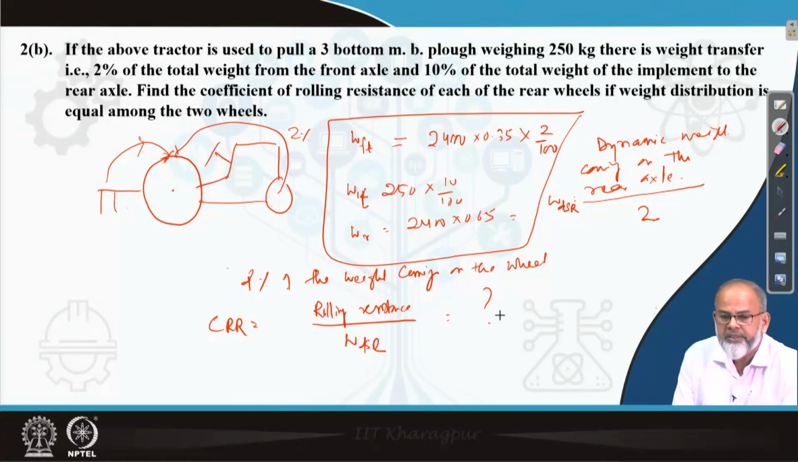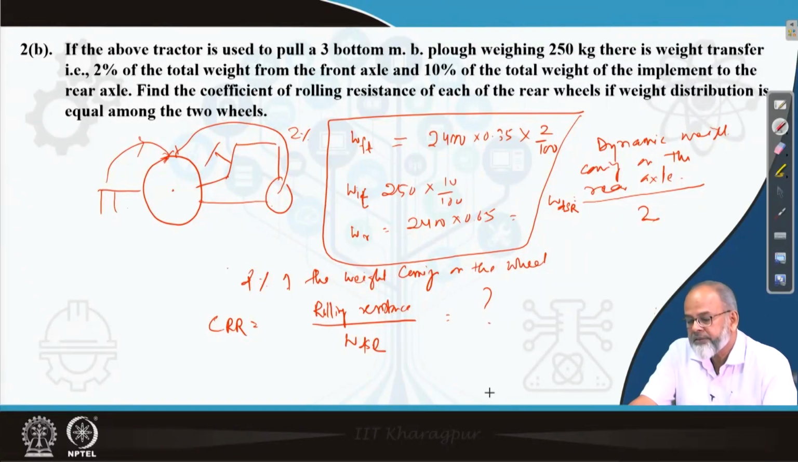So, here the concept is how to find out the coefficient of rolling resistance. As I said, if it is a single wheel, there will be no weight transfer. So, here the weight transfer plays a bigger role, so that the initial weight doesn't remain constant, it changes. So, that is the concept given here. While dividing the rolling resistance with weight, it should always be the dynamic weight in case of a tractor, not in case of a single wheel.